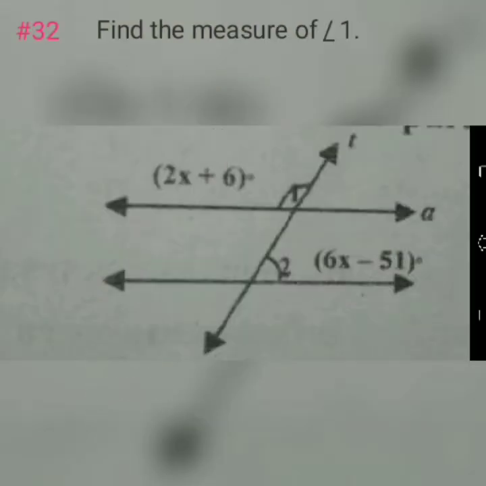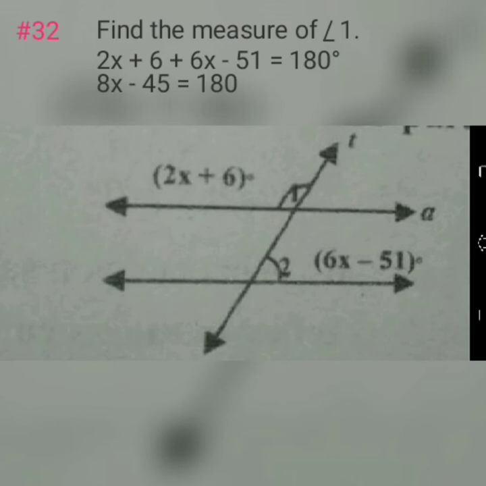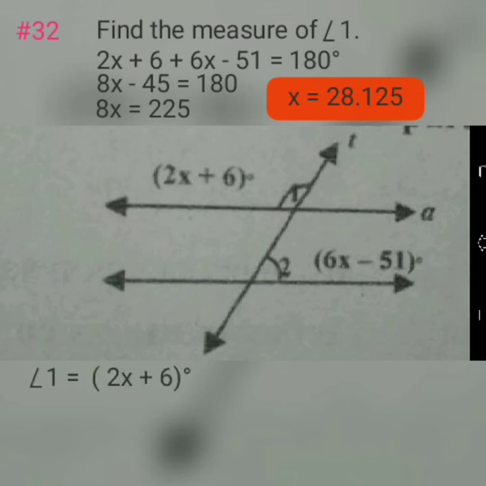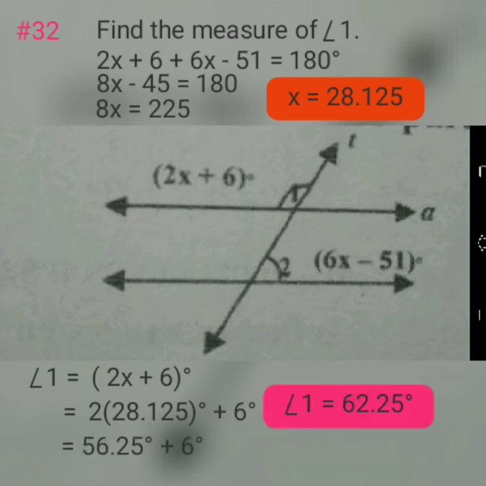Find the measure of angle 1. First, look for the value of x. X is equal to 28.125. Since angle 1 is equal to 2x plus 6, this will be 2 times 28.125 plus 6. So angle 1 is equal to 62.25 degrees.